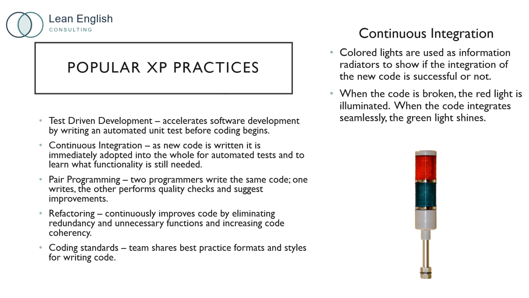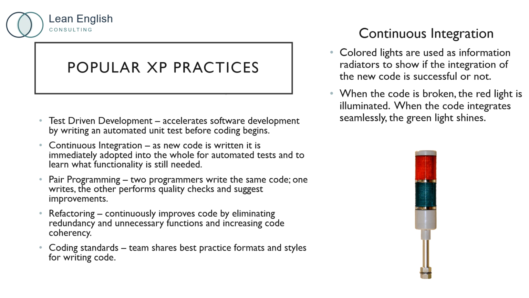In pair programming, two programmers write the same code. One writes, the other performs quality checks and suggests improvements. This helps junior developers learn better ways to write and design code from senior developers, reinforcing the team's camaraderie and communication skills.